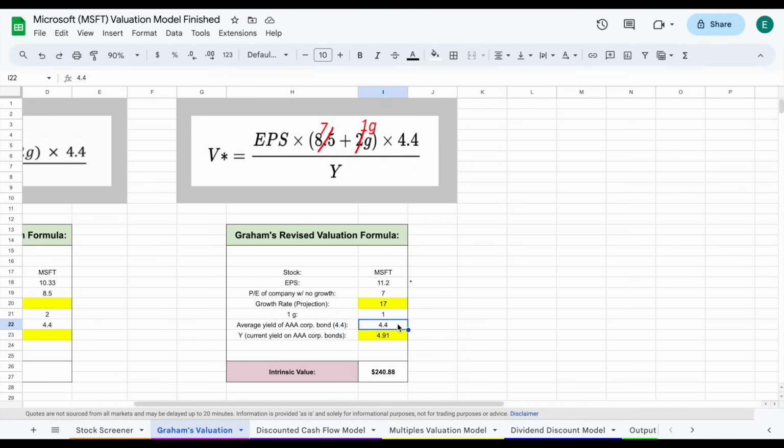So that number will stay steady. And then we have Y. Y is going to be the current yield on AAA corporate bonds. So one of the things we want to do is plug in these variables to find the intrinsic value of Microsoft. So let's go ahead and close out Y.